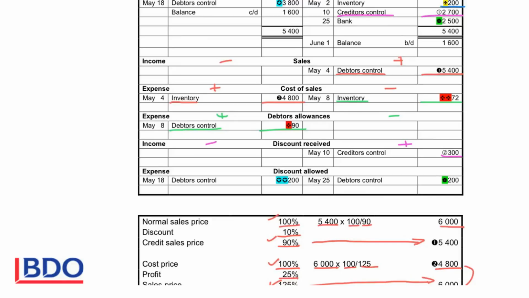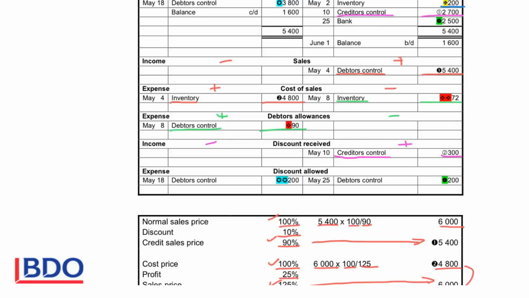We debited the creditors control account with the 300 to reduce the creditors control. So the word that we write in discount received will be creditors control to indicate that this 300 was recorded on the debit side of your creditors control.